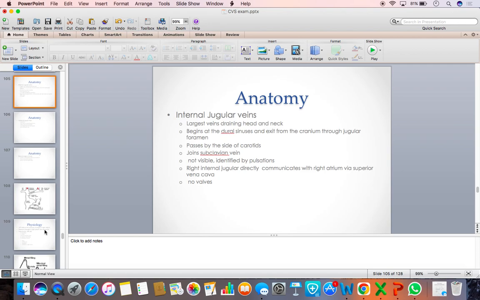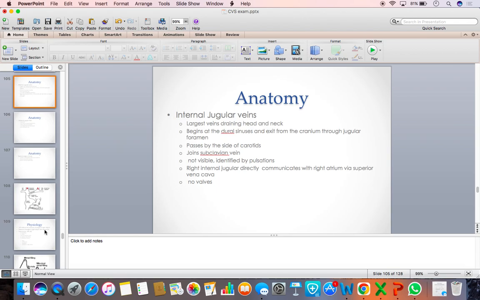Then let us know a little bit about the anatomy of the internal jugular veins. So internal jugular veins are the large veins draining the head and neck. They begin at the jugular sinuses and exit from the cranium through the jugular foramen, pass by the side of the carotids, join the subclavian vein, okay, and ultimately empty into the right atrium via the superior vena cava.